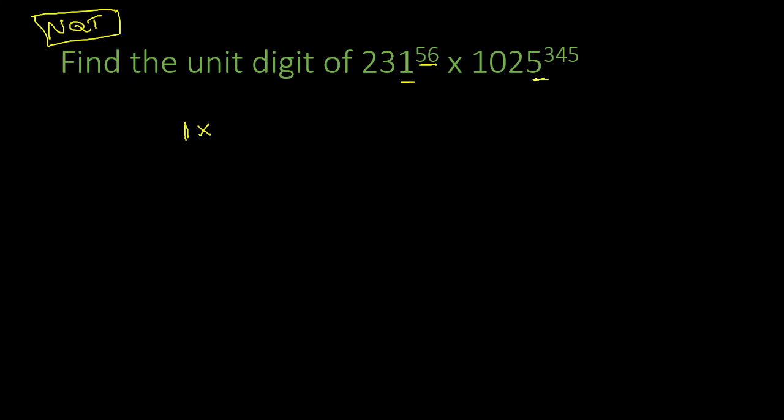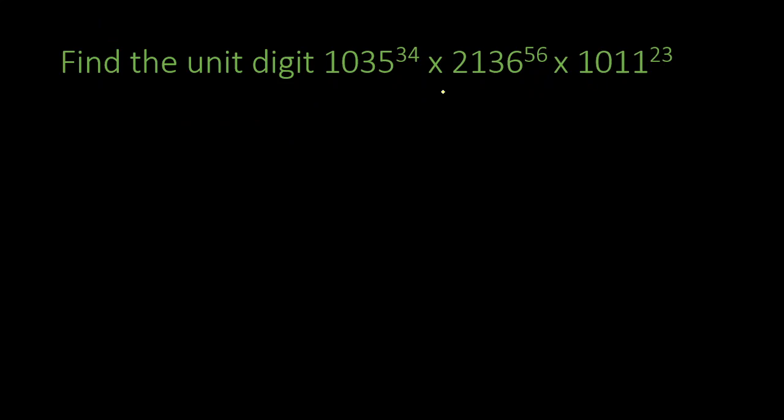Now the last digit here is 5. 5 to the power of anything, whether it is 345 or 2000 or whatever, is 5. So 1 into 5 is 5. So the unit digit is 5 here. Now when we go for 1035 to the power of 34, since the last digit is 5, 5 to the power of anything is 5.